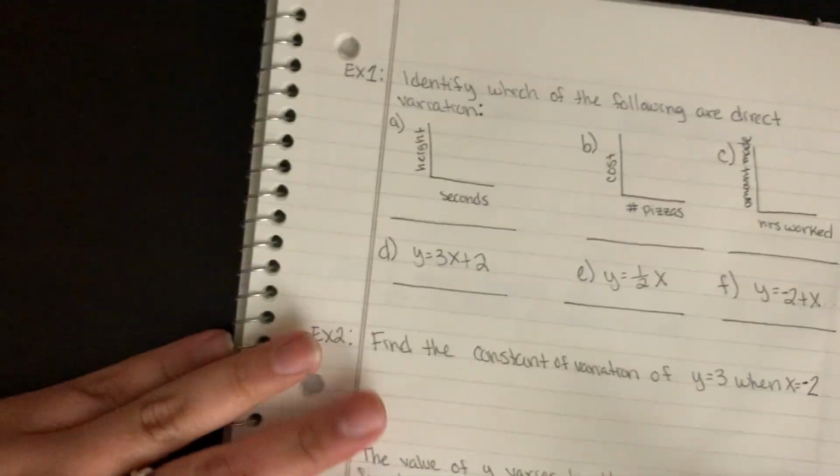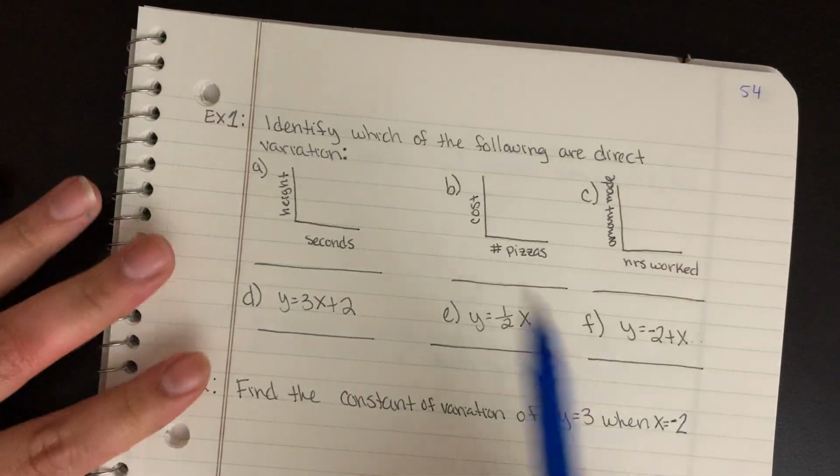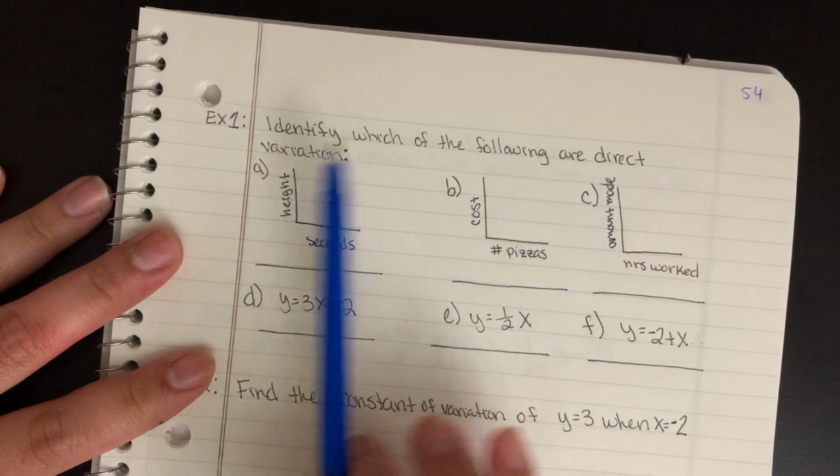Okay, so example 1. Identify which of the following are direct variation.